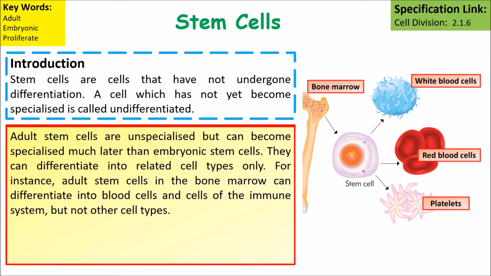Adult stem cells are unspecialized but become specialized much later than embryonic stem cells. They can differentiate into related cell types only. So for instance, adult stem cells in bone marrow can become differentiated into blood cells and cells of the immune system, but not other cell types.